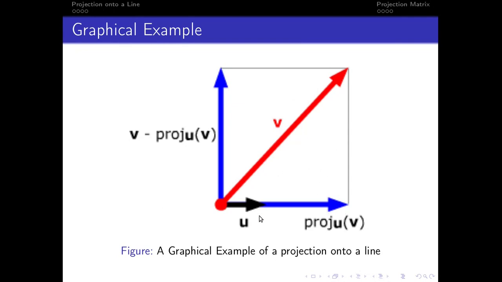To get the projection of V onto U, we consider getting a certain scalar times U, such that the difference between V and the projection of V onto U should give us the orthogonal projection vector here. So we'll look at that in detail.